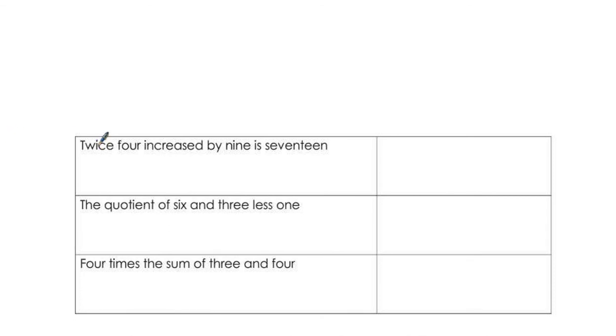So twice 4 increased by 9 is 17. So twice, that means times. So 2 times 4 increased by 9. Increased means plus. By how many is 9? Is equals 17. 2 times 4 plus 9 equals 17. So exactly what we're saying is what we're writing down. This one could be a little bit tricky, but we can do it.